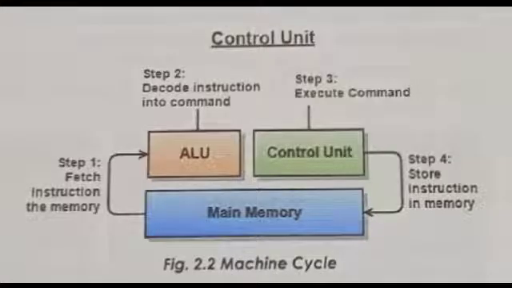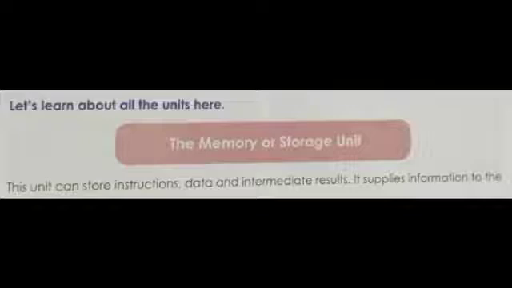Now let's see the machine cycle. Main memory. Step 1. Fetch the instruction from the memory. Step 2. Decode the instruction into a command. Step 3. Execute the command. Step 4. Store the function or instruction in the memory. Let us learn about all the units here.